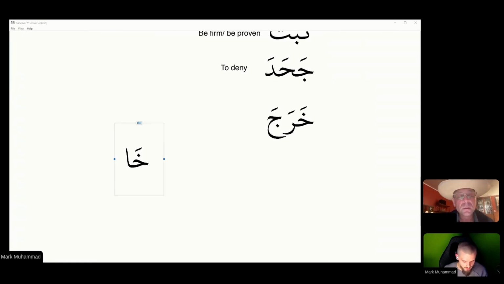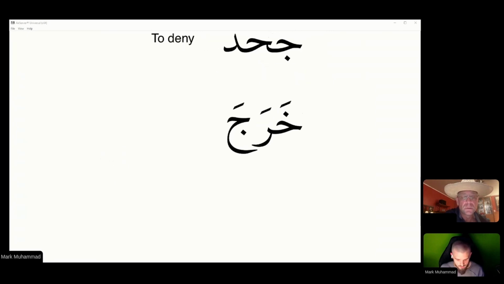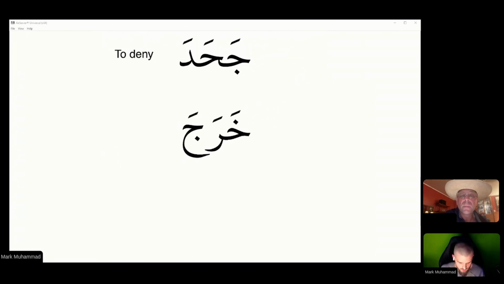The actual letter itself has a hamza at the end of it, but I don't want to talk about that. If we have only this, the letter is said kha. If we wanted to extend that, we would say kha. So kha and kha. So how would you say this?